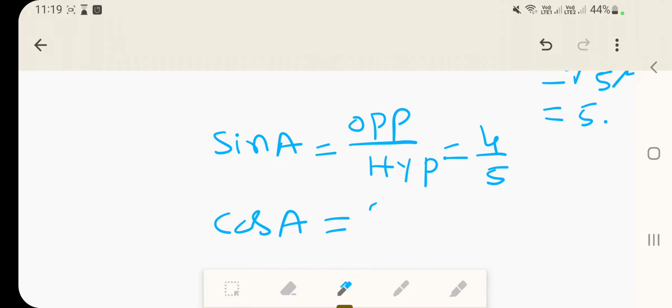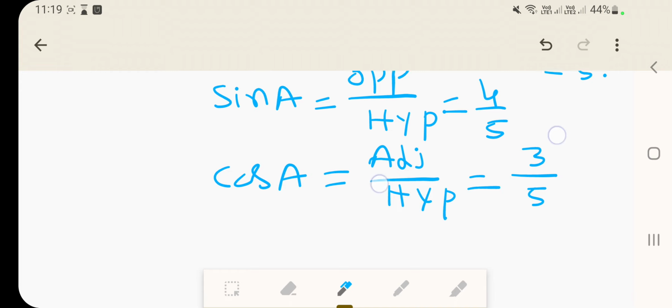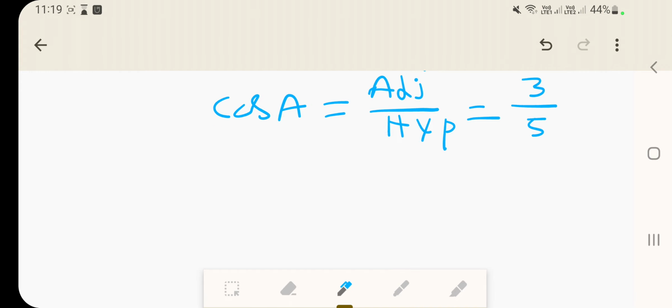Now cos A is nothing but the length of the adjacent side divided by the hypotenuse. So the length of the adjacent side is 3, divided by the hypotenuse which is 5, so 3 by 5. Okay, it's a ratio, so there will be no units for this. 3 by 5 we get. Right. Another problem we are going to solve.